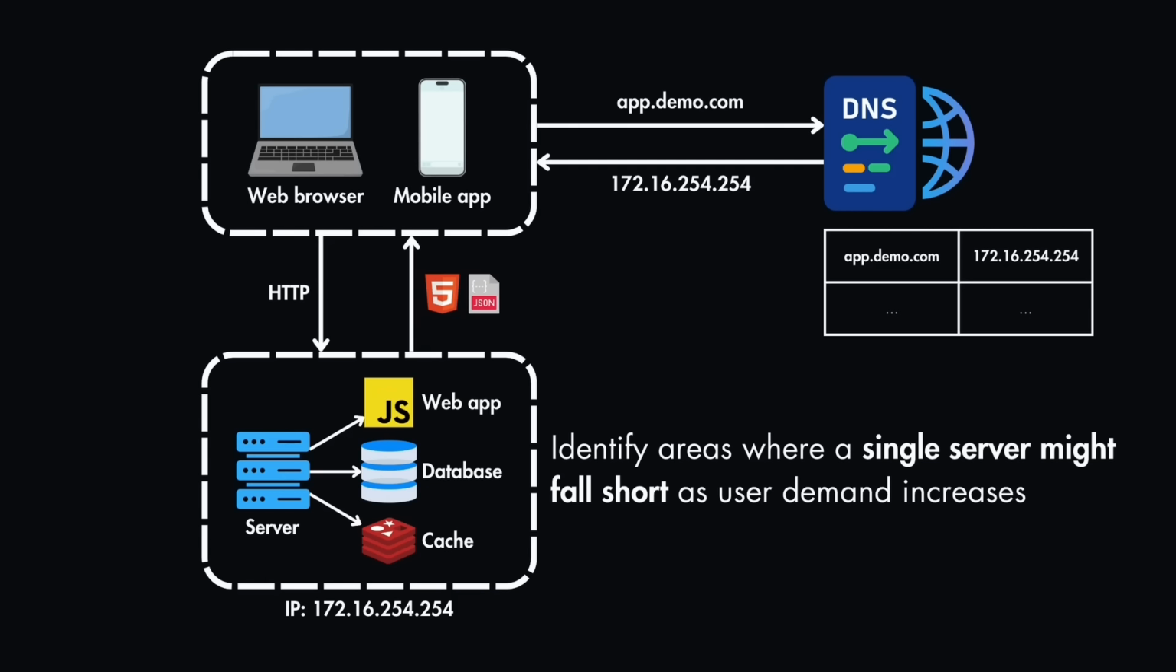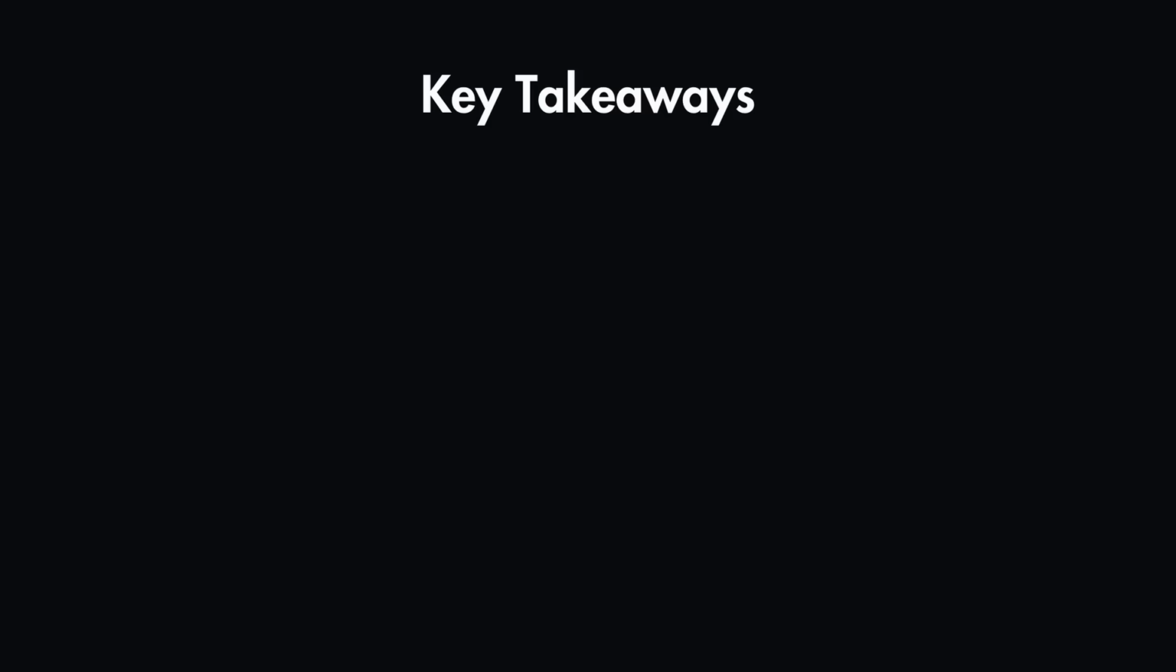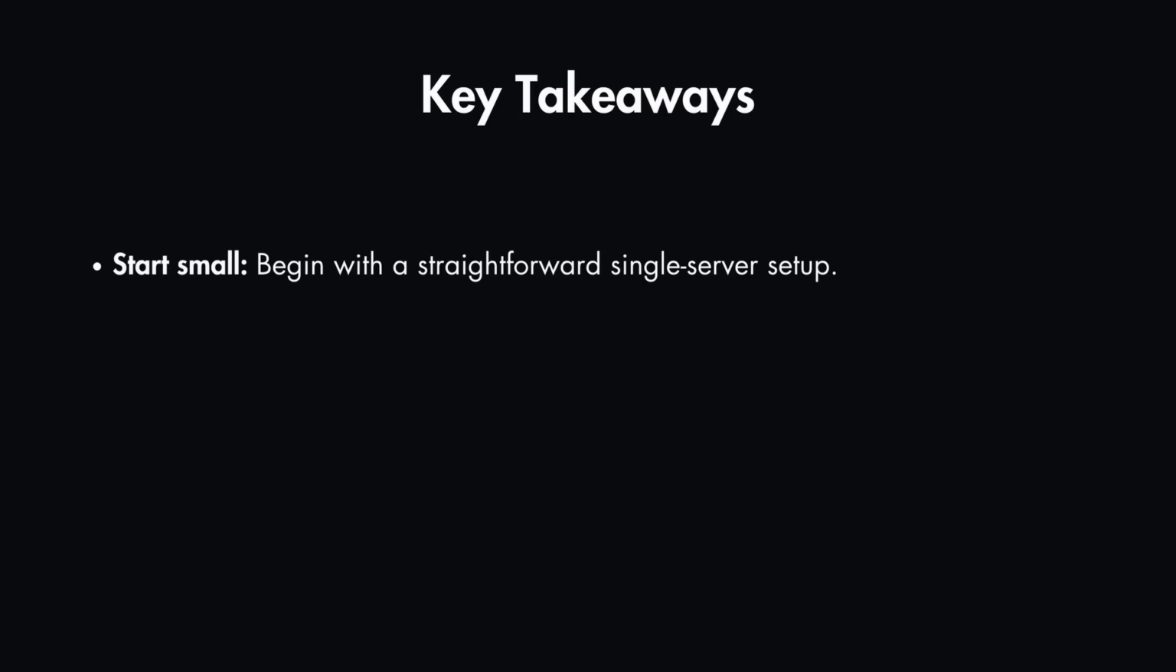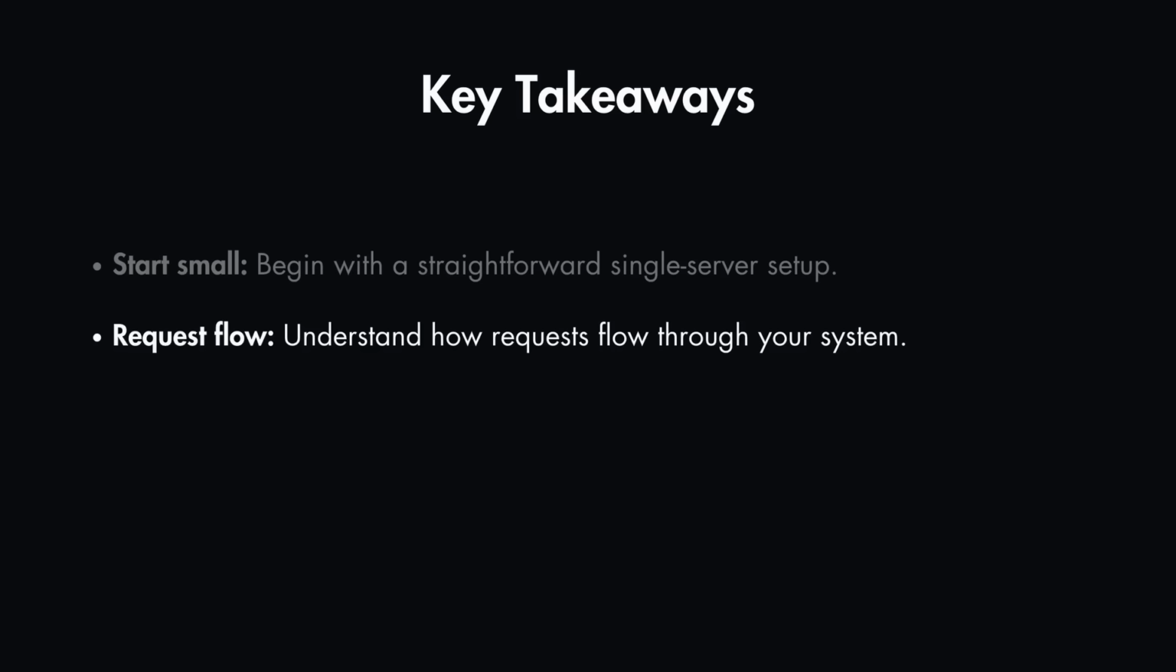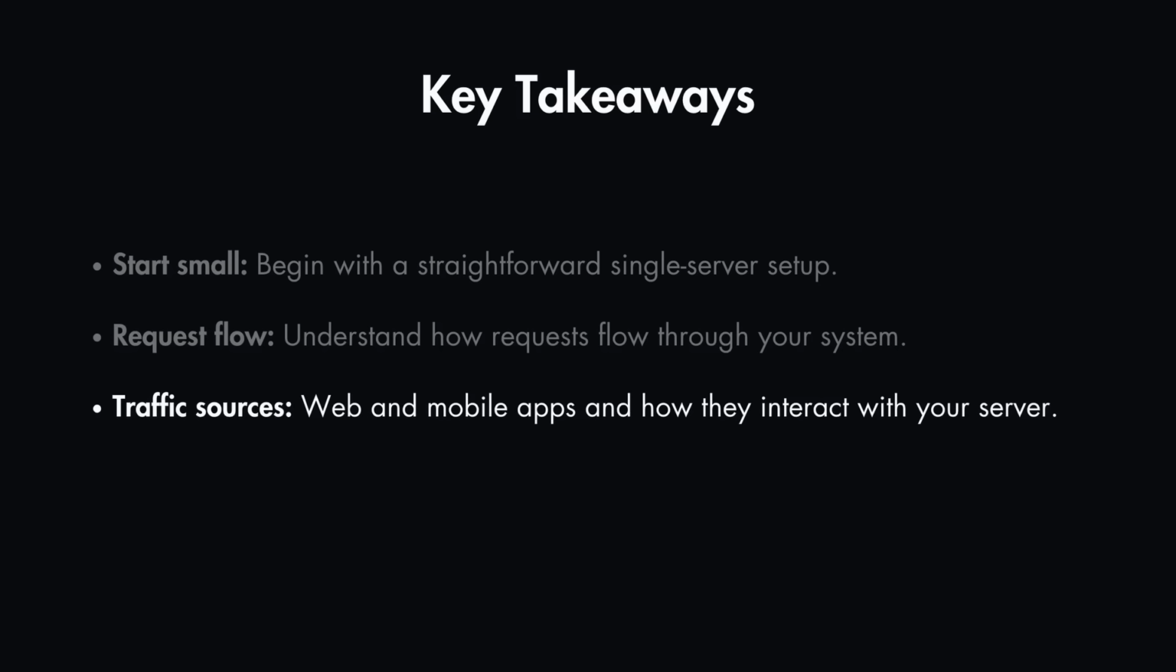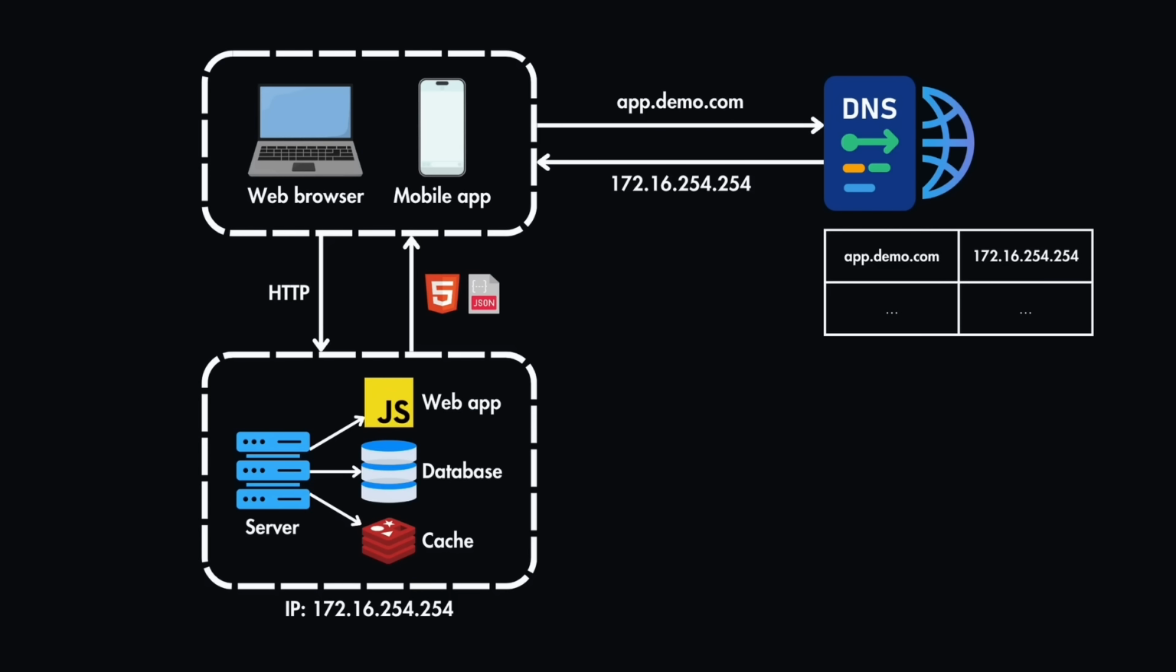So next we'll explore ways to scale each part of the system to support more users effectively. Some key takeaways that we can have from this is that we need to start small. We need to begin with a straightforward single server setup to understand the essential components of system architecture. Now we also understand how these requests flow through your system, which is fundamental for building more scalable systems. And we also recognize the unique demands for web and mobile applications and how they interact with your server. And in the next lessons, we'll start looking at strategies for optimizing and scaling this setup.